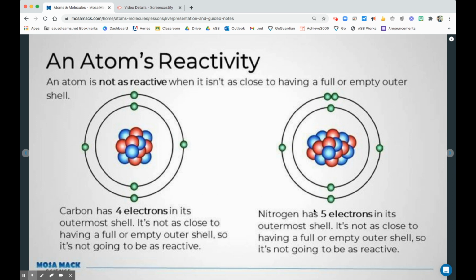Taking a look at nitrogen. Nitrogen's outer shell has 1, 2, 3, 4, 5. Nitrogen has 5 electrons in its outermost shell. It's not as close to having a full or empty shell either, so it's not going to be reactive. It has 5 electrons, therefore it needs 3 more to be full, or it needs to lose 5. So that has a lot of work to do, so it is not going to be as reactive.